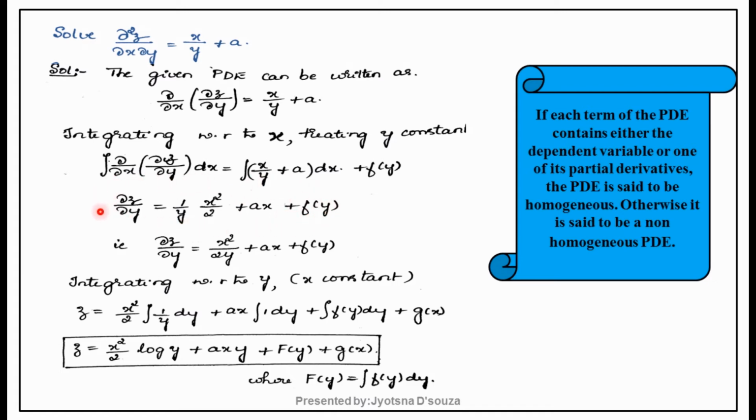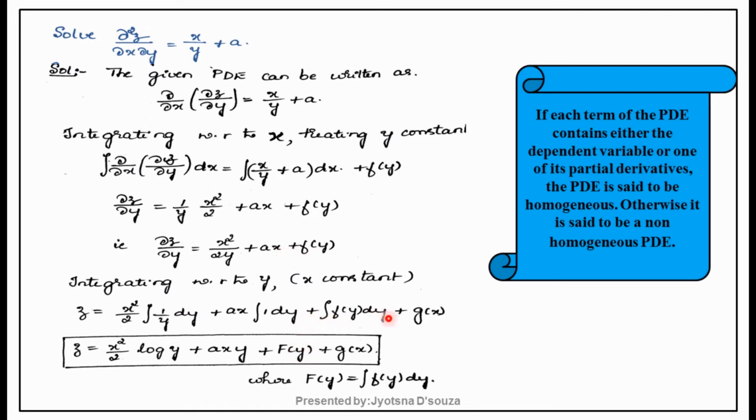But we need to get z equal to, so once again we have to apply integration. Now here the variable is y, so you have to integrate with respect to y, but take x as constant. So on the left hand side we get z, and on the right, x²/2 is taken out with the integration of 1/y dy, ax is constant, taken out, with 1 dy, and f(y), which is a function of y, so the integration of f(y) dy, plus g(x).